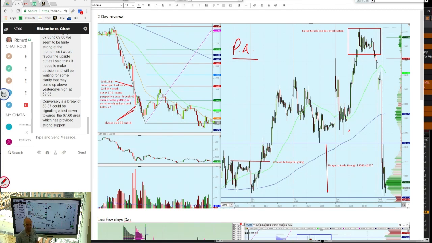Doesn't give you any clear direction, which is fine. That's what you expect from consolidation. But it feels particularly weak to the upside. And that's a crucial thing. You don't get any sense that this market's moving higher.